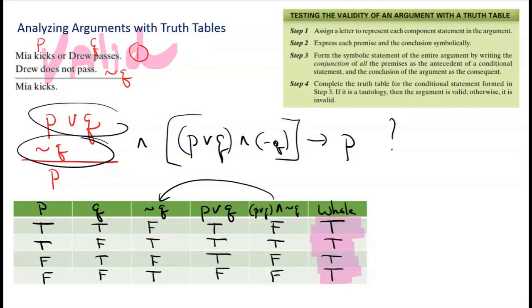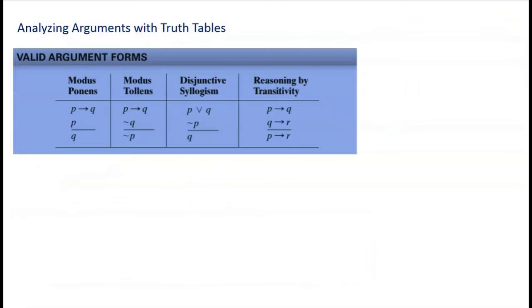All right, now let's talk about some of these names. To me, the names of these really, truly are less important than being able to prove if it's true or false. But what's the point of having names? Well, if you can recognize a certain argument, then you don't even have to do a truth table for it. You know that it's true about this particular argument. And let me show you what I mean.